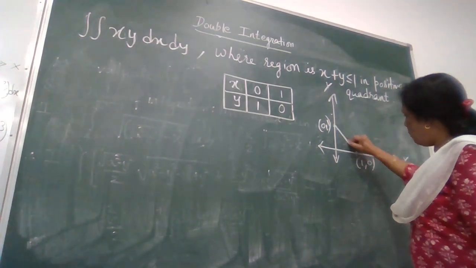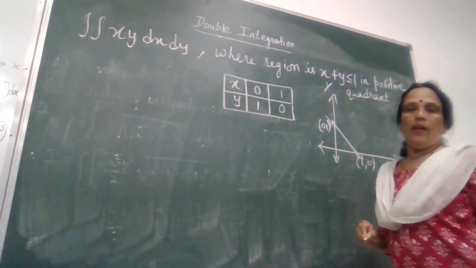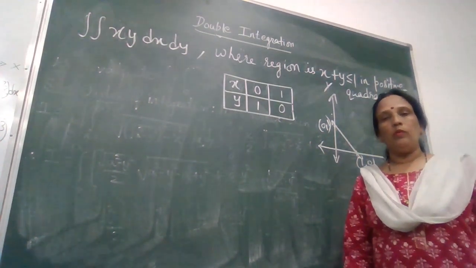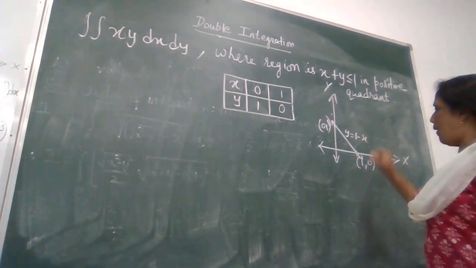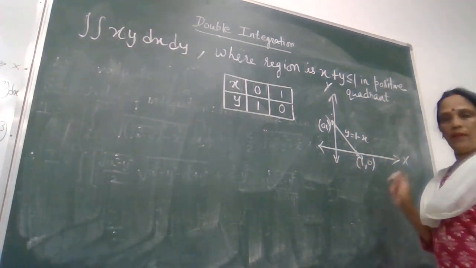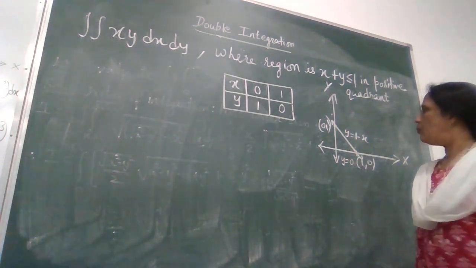So if we join them, we get a straight line, and this is the line x plus y is equal to 1. This line can also be written as y is equal to 1 minus x. Here this is the x-axis, and the equation of the x-axis is y is equal to 0.